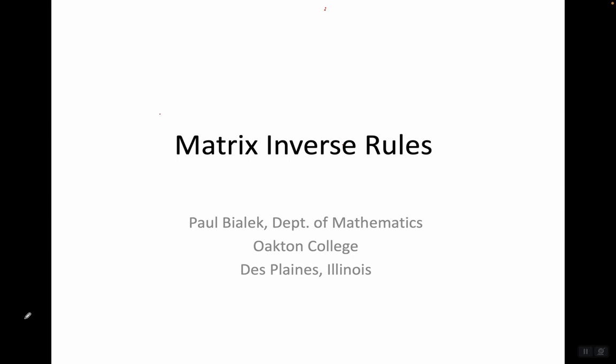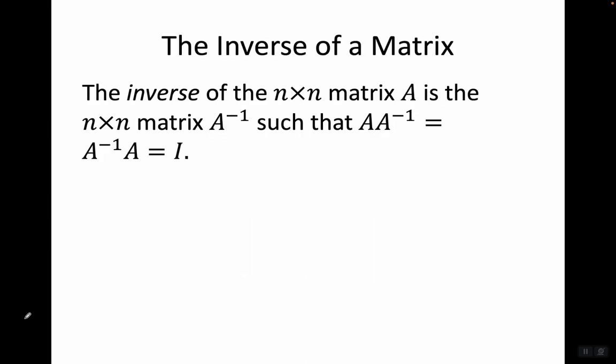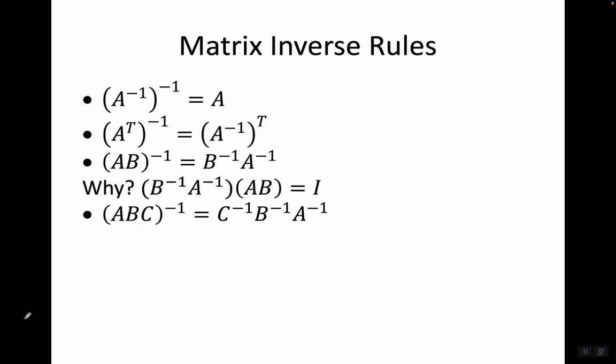Let's talk about matrix inverse rules. The inverse of the n by n matrix A is the n by n matrix A inverse, such that A A inverse equals A inverse A, which equals the identity matrix I, an n by n identity matrix.